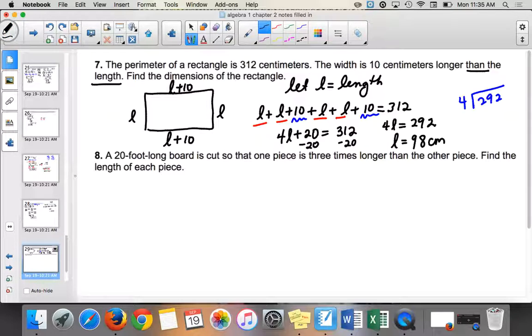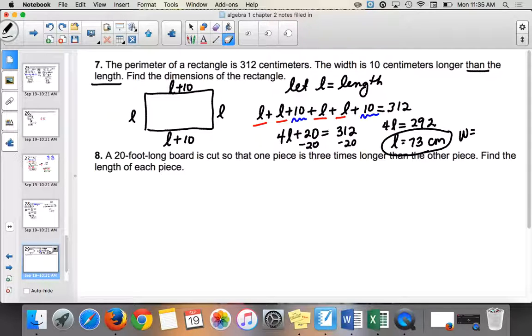All right, so the final question is, what are the dimensions? So we have the length. So what's the width? I did something wrong, didn't I? It's not 98. What am I talking about? 73. 73? I don't know what I did there. Okay, so 73. I do know how to do that in my head, but I'm just having a Monday moment, apparently. All right, so I have 73, and then I have, what's the width? 83 then, right? 10 more.